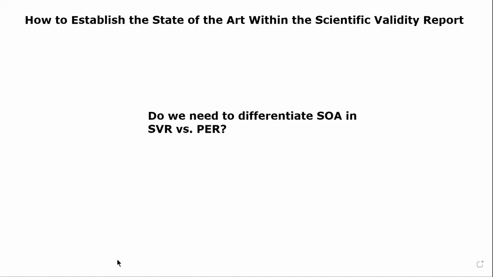Really, the SOA section is what it is. It is establishing the state of the art. It makes the most sense for it to live within the scientific validity report, because you're establishing the validity of the approach itself. You're establishing that the performance criteria you've selected are all valid.